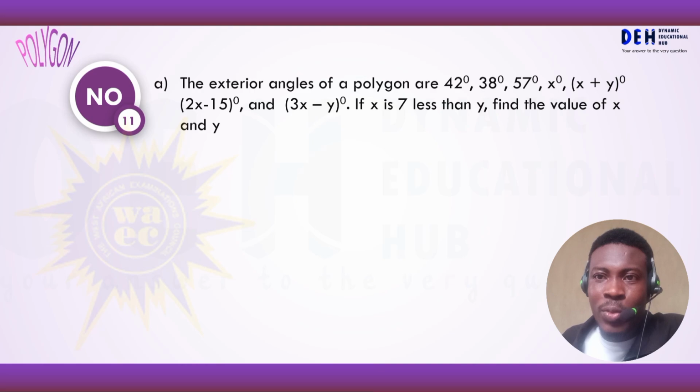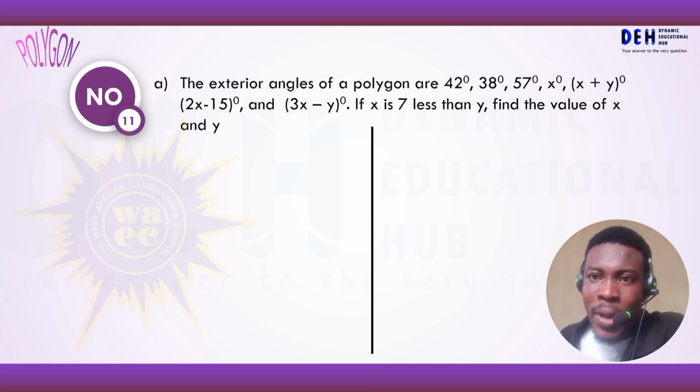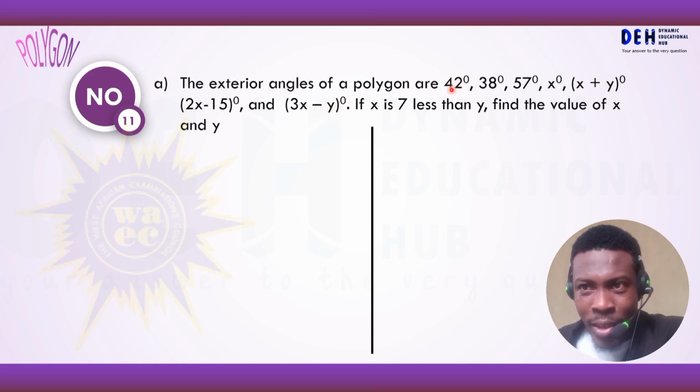Now, solving the first question is very simple. Let's observe the question first. We are given the exterior angles of an unknown polygon. We don't know the name of the polygon, so let's fix the name by counting the exterior angles given. We have 1, 2, 3, 4, 5, 6, 7. This is a heptagon. Is it regular or irregular? Obviously, it is an irregular heptagon. Look at it, all these angles are not equal.